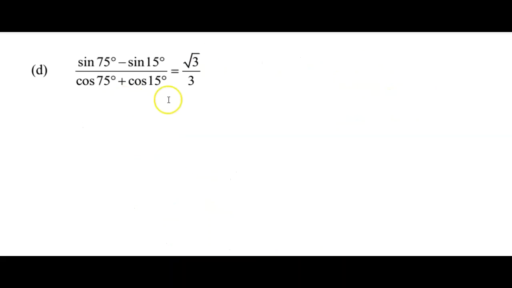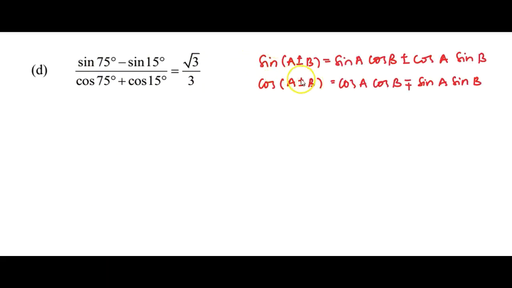For this example, I'm going to deal with the compound angle formula for sine and cos. These two are the compound angle formulas for sine and cos. Here, I'm trying not to use a calculator to calculate the left hand side so that it is equal to the square root of 3 over 3. Start from the left hand side.